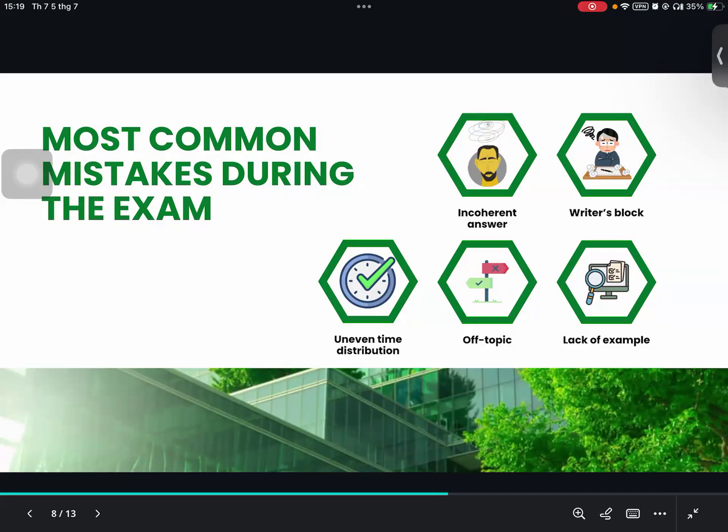Some students say that they don't know what to write when it comes to a certain topic because they haven't looked at it yet, or they feel like they have too little information about that topic. Or even if they know much, they don't know how to arrange it and how to give the answer. So to overcome this type of block, there are two ways.